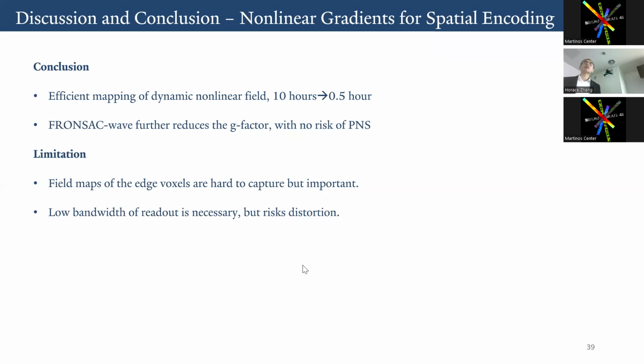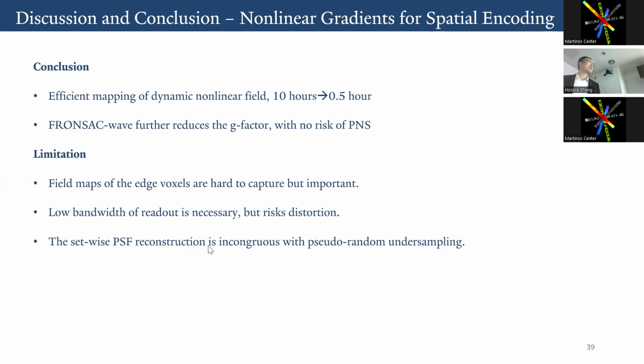And we need the oversampling of the readout, so it can only go with low bandwidth, but that risks distortion. Also, the set-wise PSF reconstruction is not compatible with pseudo-random undersampling such as compressed sensing. With compressed sensing, you still need the entire bulky encoding matrix, I think.